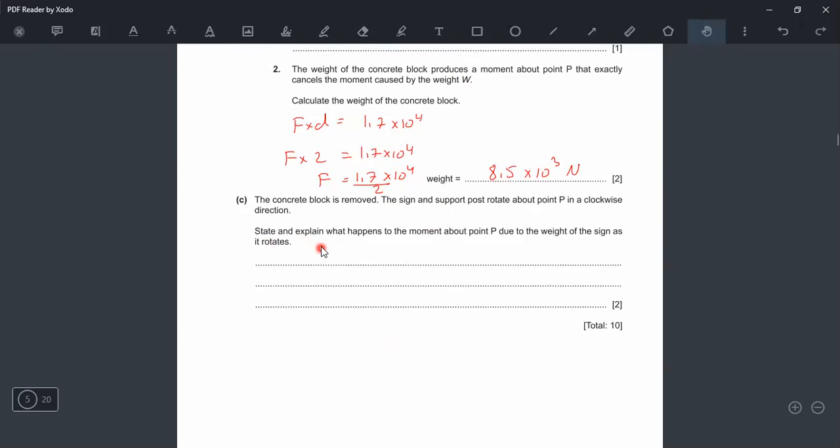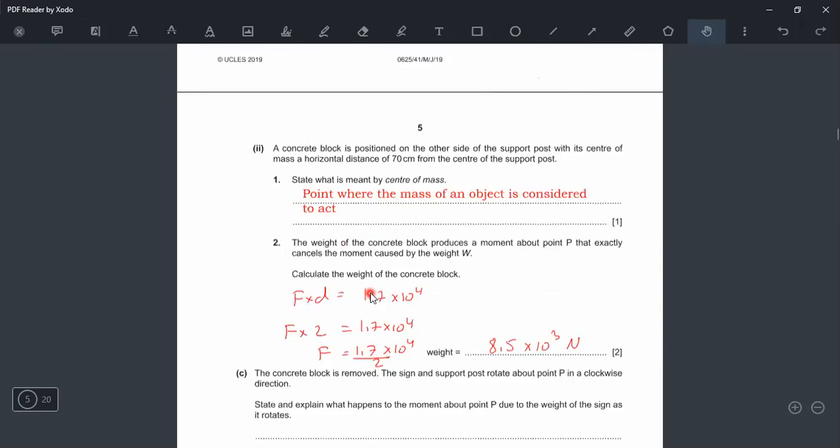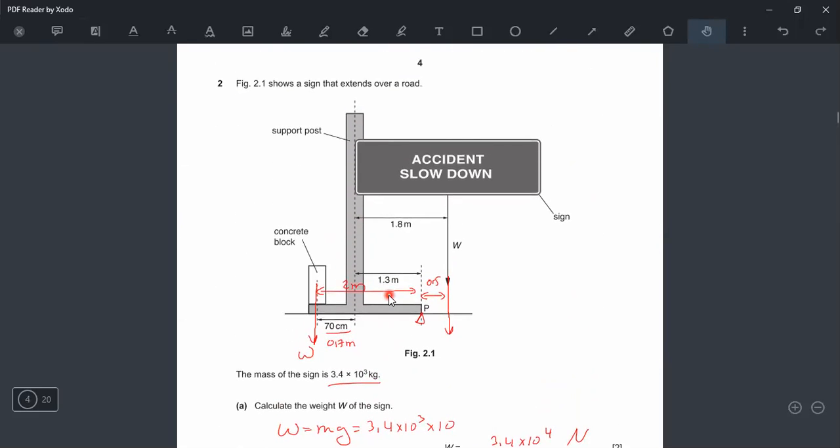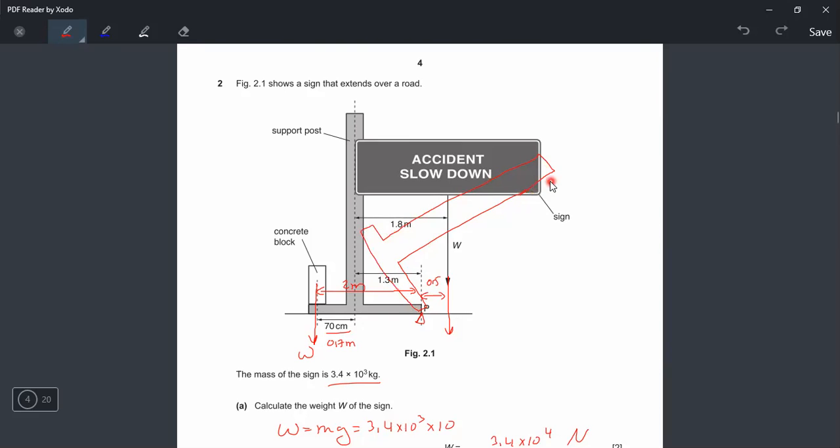State and explain what happens to the moment about point P due to the weight of the sign as it rotates. Now, this requires a little bit of visualization from you. Forgive me, I can't speak today. A little bit of visualization from you. When this entire thing rotates, take a look at this. This is what it's going to look like. Here's the post. Here's the rest of it. And here's the sign.